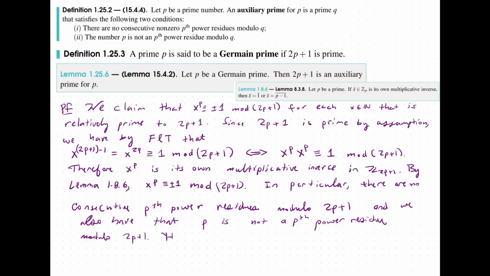And so we can conclude that 2P plus 1 is an auxiliary prime for P. And we're done. We have now shown the claim. And that's the great thing about Germain primes, is that they satisfy this technical condition to be an auxiliary prime. And so this is a special case when considering Germain's theorem.